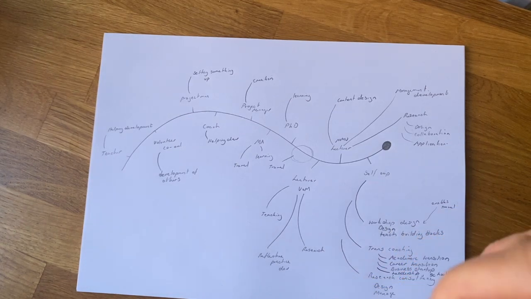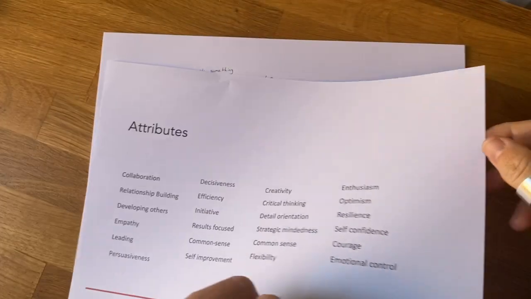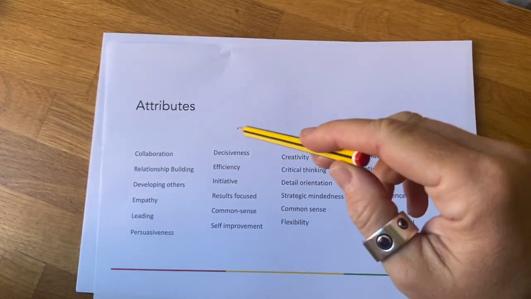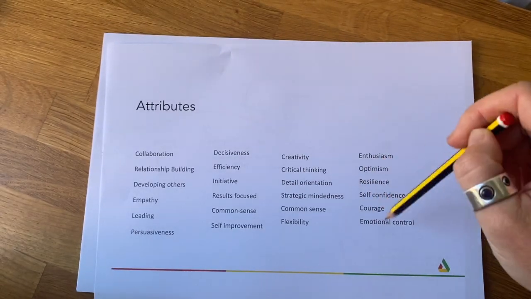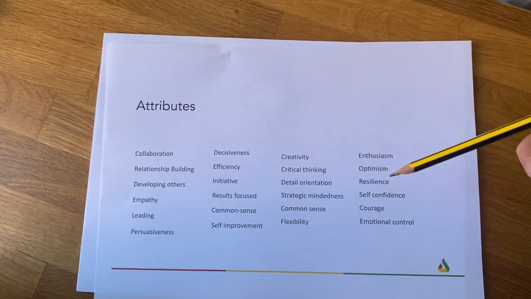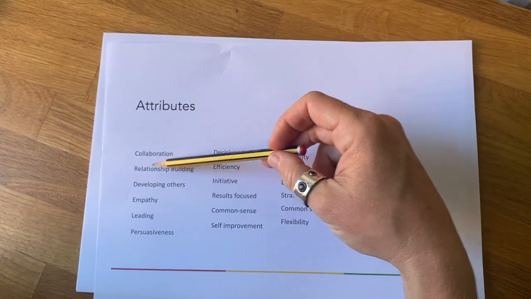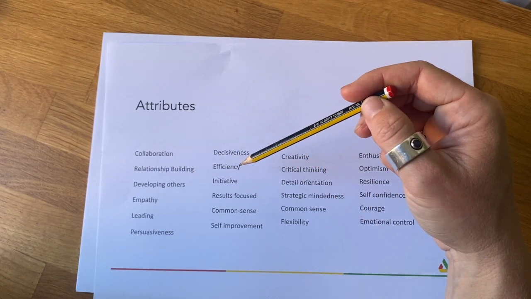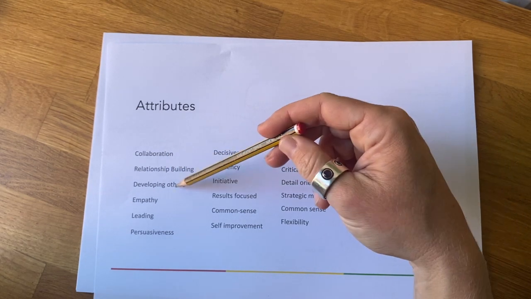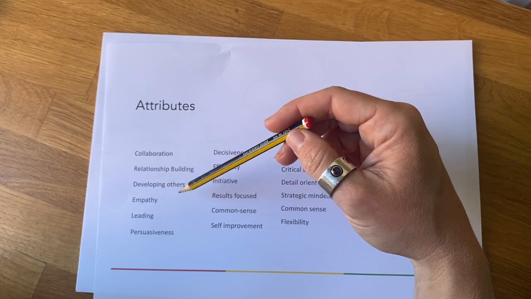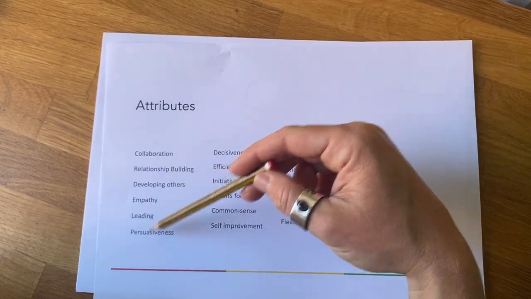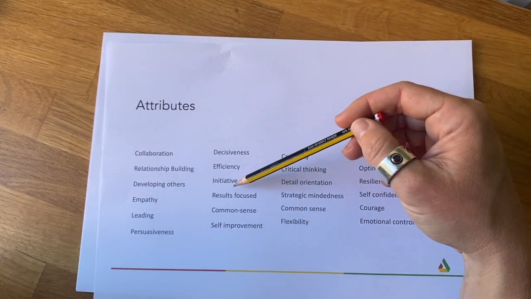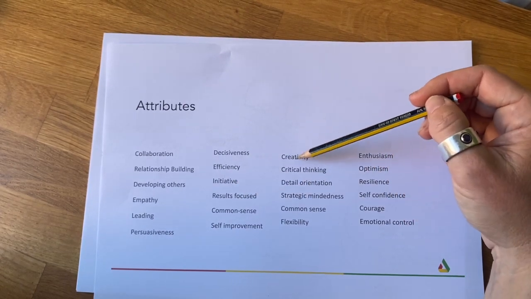Now, what can be really helpful, there's a sheet that I've included as well. And this is just a few different things that you might notice as you're looking through. So are there any areas where it's about collaboration? Is there a lot of collaboration in there? And if so, how do you feel about it? Is there something about developing others? Is that something that you enjoy? If so, just make a note of it. Is there something going on about being persuasive, about leading other people, about using your own initiative, about creativity?